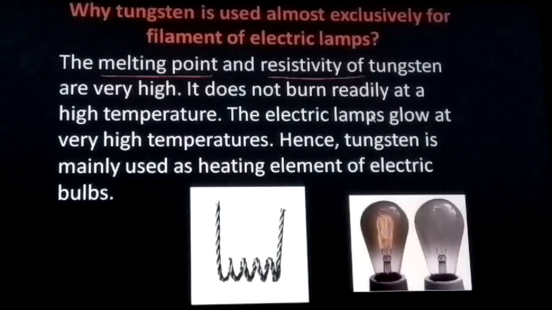Electric lamps glow at very high temperature, hence tungsten is mainly used as a heating element of electric bulbs. Electric bulbs, so why tungsten is used, you have understood now. I think you have understood why tungsten is used in the filament of electric lamps, because it has very high melting point and very high resistivity.